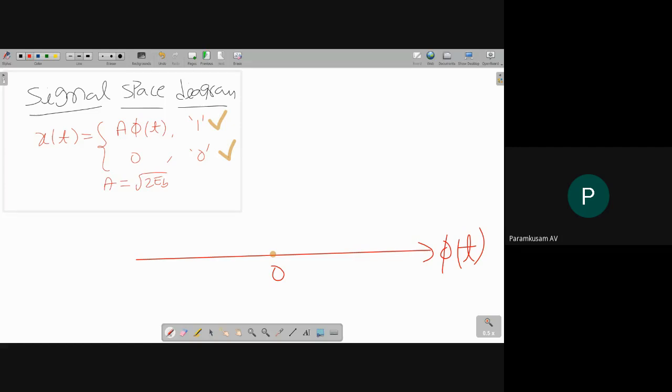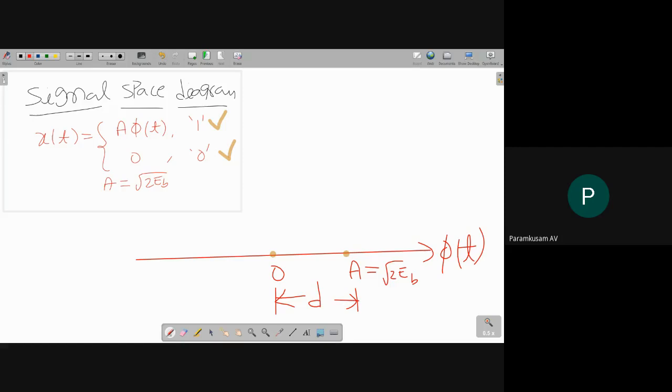Now can you represent x of t when logic 1 is transmitted? a into pi of t కదా. a into pi of t అనే పాయింట్ ఎక్కడ ఉంటుంది? pi of t యాక్సిస్ మీద ఉంటుంది. దాని వాల్యూ ఎంత? a. ఇంకో పాయింట్ ఏంటి? x of t is equal to 0 అంటే 0 దగ్గర పాయింట్ ఉంది. This is the signal space diagram of ASK signal. What is the distance between these 2 points? It is represented by d. Here a is equal to root over 2EB.